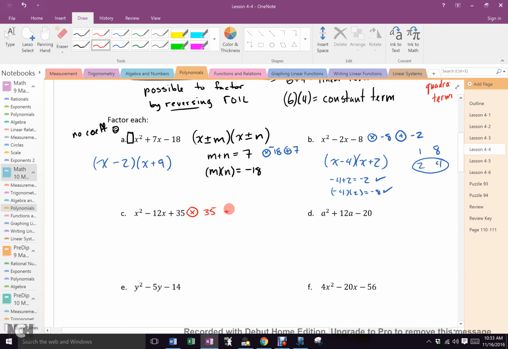$35. And what must I add to? Negative 12. What are they? Negative 5 and negative 7, right? X minus 5, x minus 7. And then I check. Is negative 5 plus negative 7 negative 12? Yes. Is negative 5 times negative 7 positive 35? Yes, and I'm okay. Everybody good?